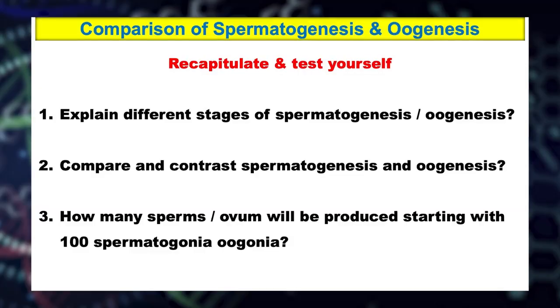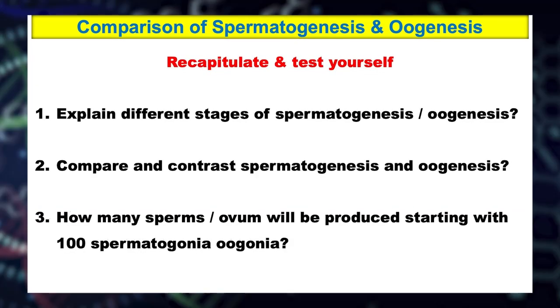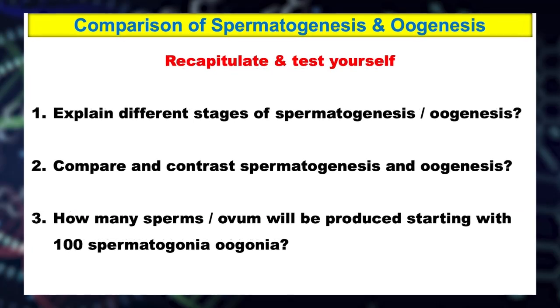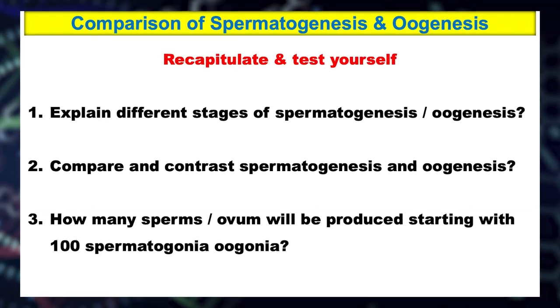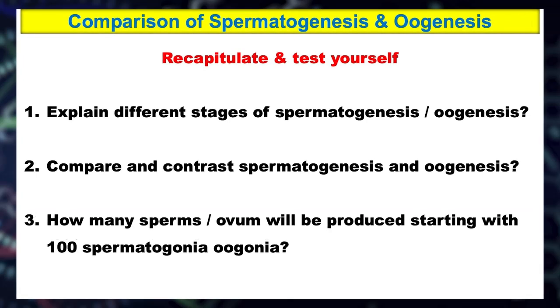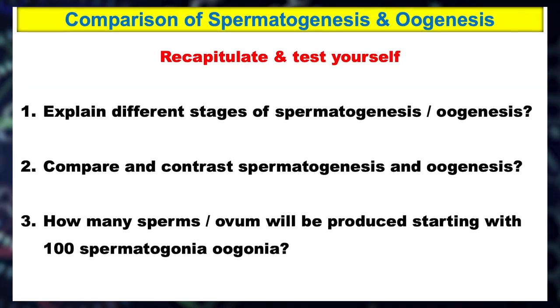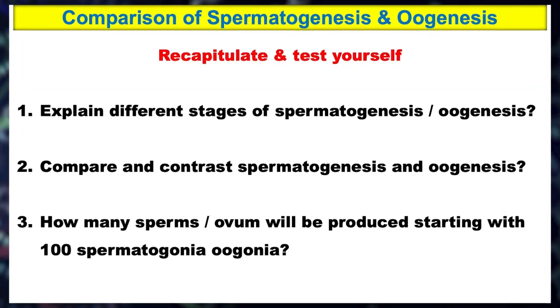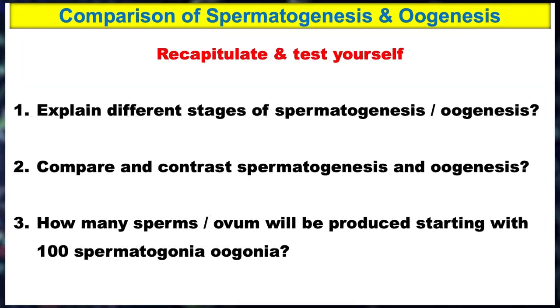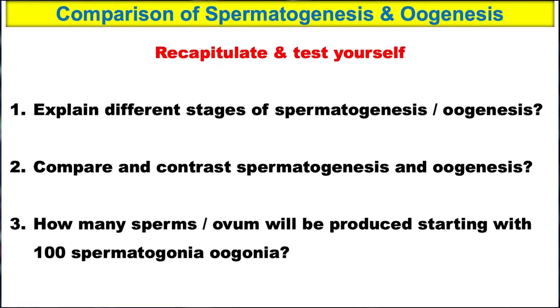Explain different stages of spermatogenesis and oogenesis. Compare and contrast spermatogenesis with oogenesis, and how many sperms or ova will be produced if you start with 100 spermatogonia or oogonia. You can test it out.